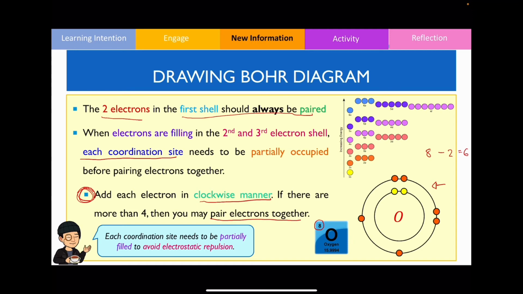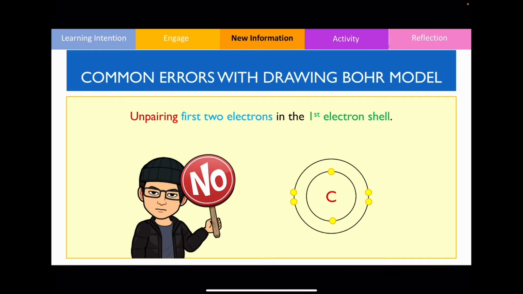The reason why we need to partially fill in each coordination site is because we generally don't want the electrons next to each other, because if they're next to each other, 2 negative charges cause electrostatic repulsion, making it unstable. Let me show you some mistakes that I often see when students draw Bohr diagrams. The first mistake is that students often do not pair the first 2 electrons together.